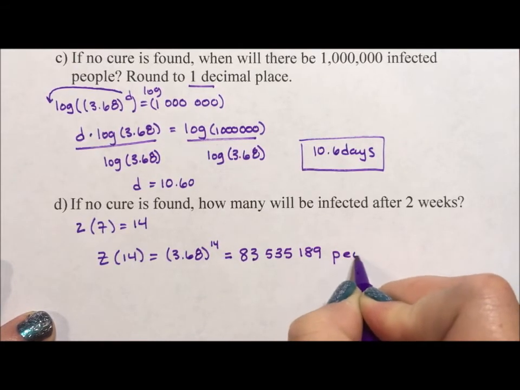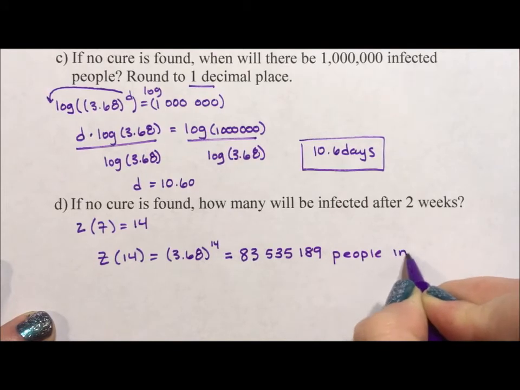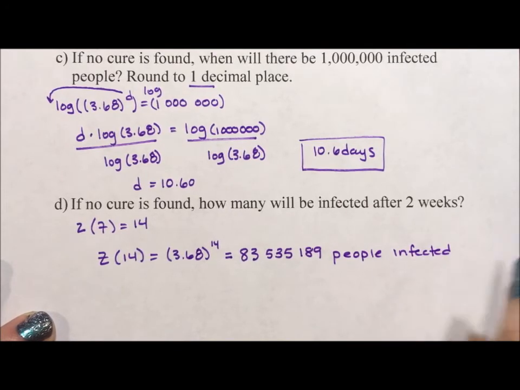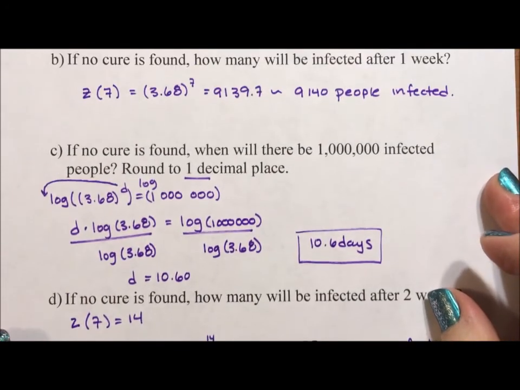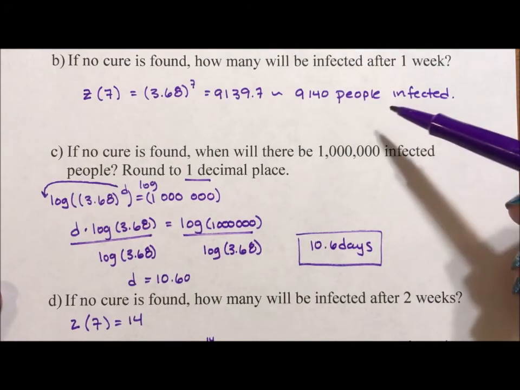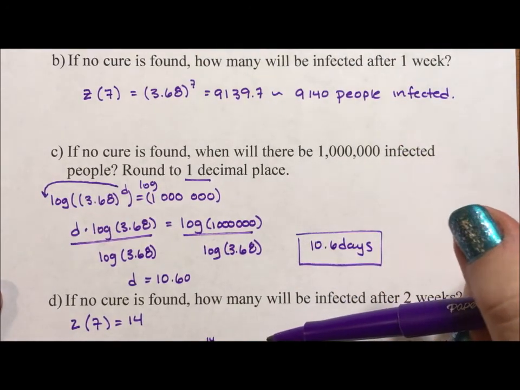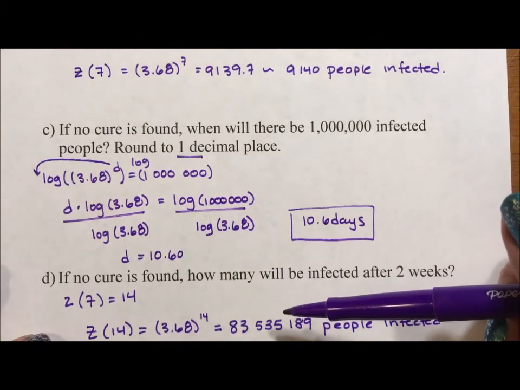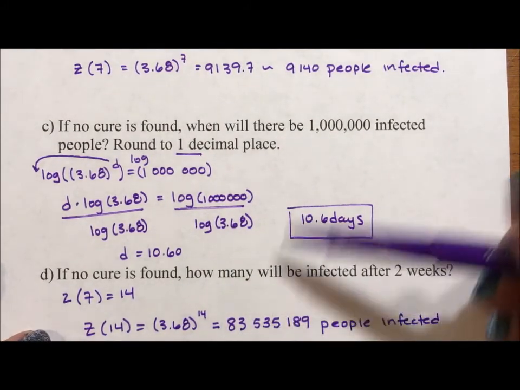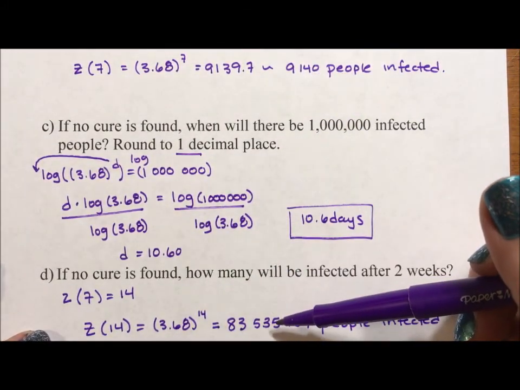83,535,189 people infected. Yeah, that's a lot. It's one of the reasons that we look at 1 week versus 2 weeks is because we're going from 9,000 to 83 million. And doubling the days does not double the number of people infected, not even close.